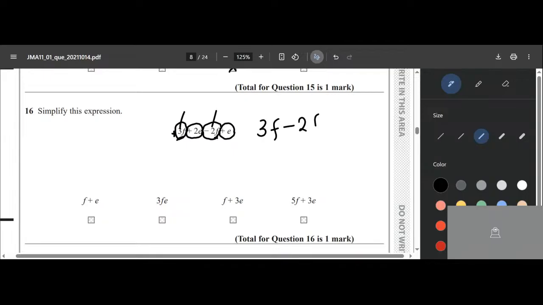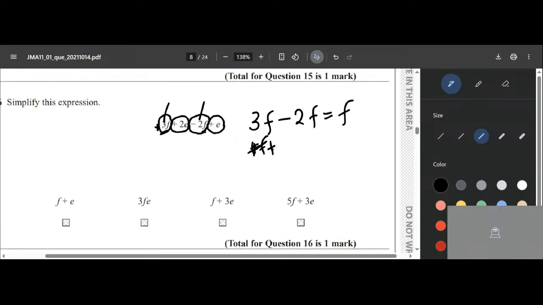Minus 2F. What do I get? I will get 3F. It's like having 1, 2, 3. Then I subtract 2 of them. I'm left with 1 of it. So I'm left with only F. So you can also write 1F, but it is not mathematically right. Just F, so that you can sound like a mathematician.